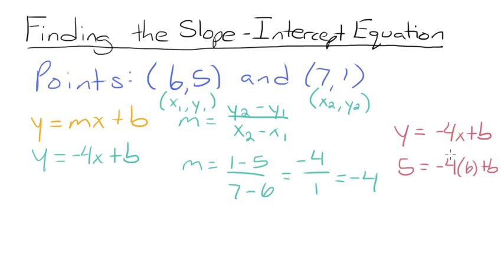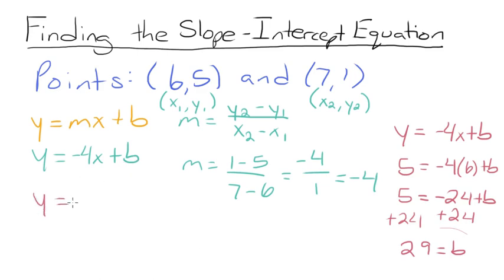Now we're going to start by multiplying negative 4 and 6. Negative 4 times 6 is negative 24. So we have 5 equals negative 24 plus b. Then we'll add 24 to both sides and get that 29 is equal to b. So since our y-intercept, b, is equal to 29, we can now go over here and plug that into our equation. So we'll have y equals negative 4x plus 29, and that's our final answer.